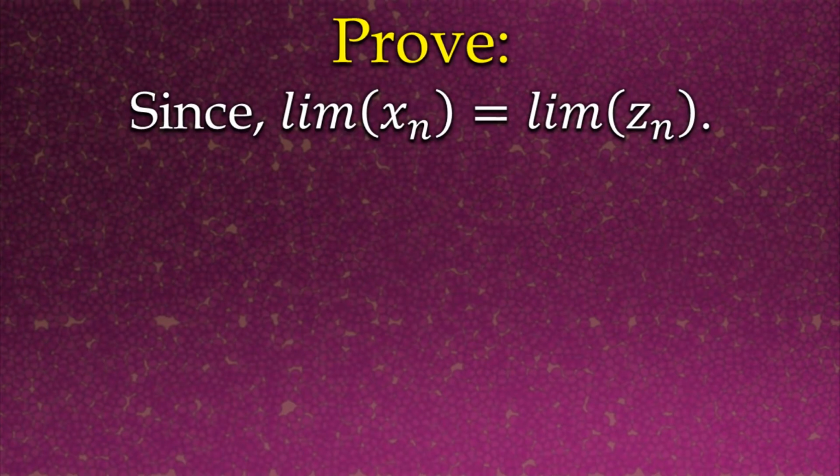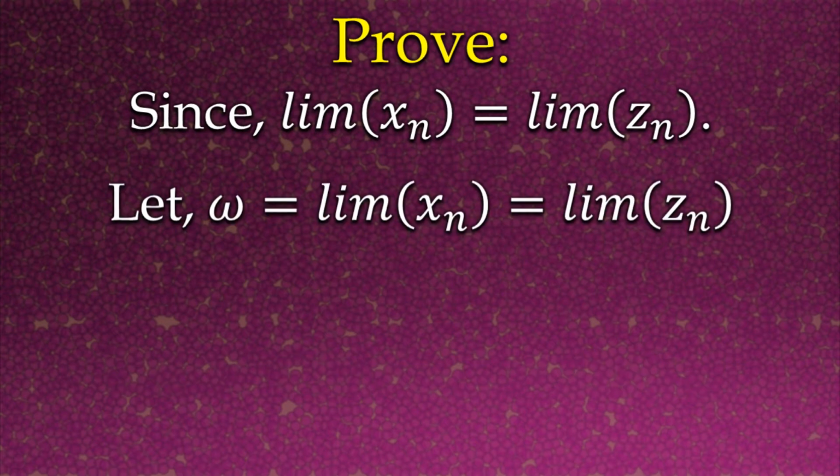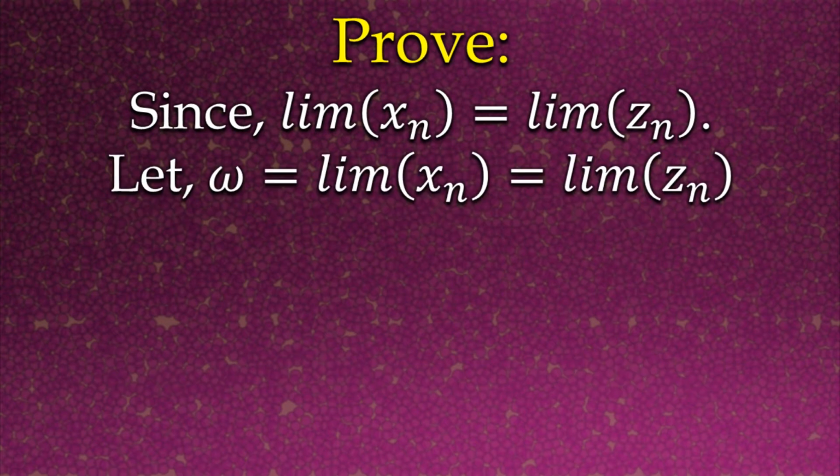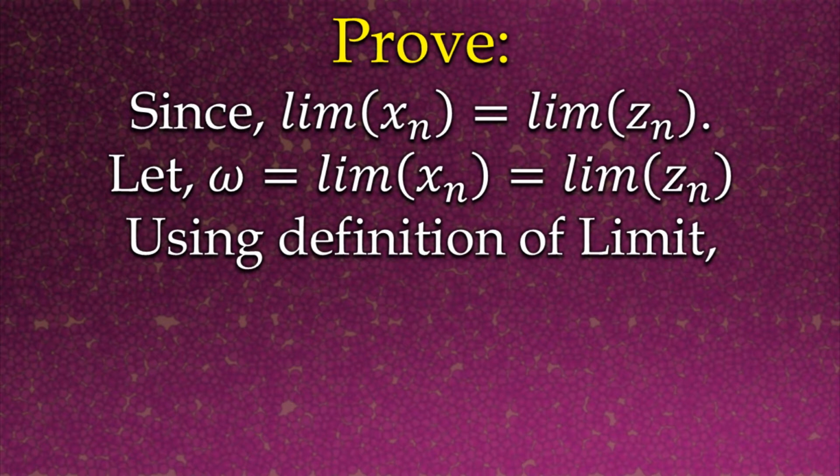Alright, on to the proof. We are going to take the second supposition that we have, that the limit of xn is equal to the limit of zn, and we are going to suppose that omega is basically their limit. Alright, so now we have to discuss the definition of limit so that we can further move on to the proof.